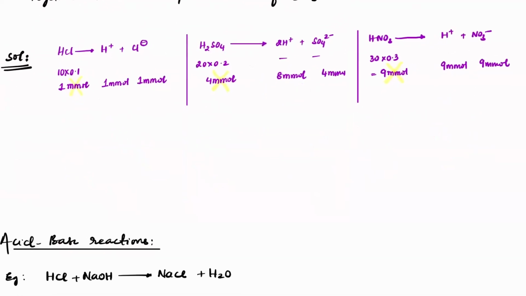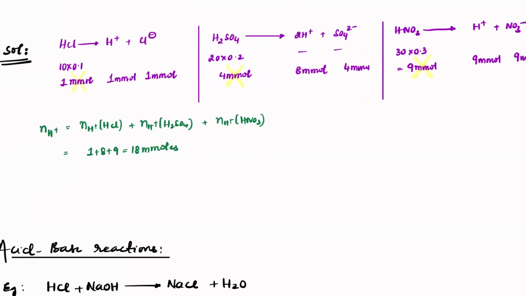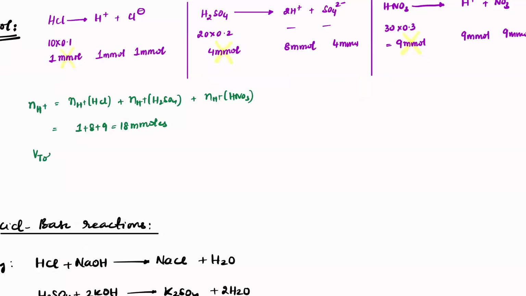Correct? Now you have to add the total number of moles of H plus ions. That is the number of H plus ions coming from HCl plus the number of H plus ions coming from H2SO4 plus the number of H plus coming from HNO3. If I add all of it, I get 1 plus 8 plus 9, which makes it 18 millimoles. So 18 millimoles of H plus are present. And what's the total volume of the solution? Which is 10 plus 20 plus 30, which makes it 60 ml.